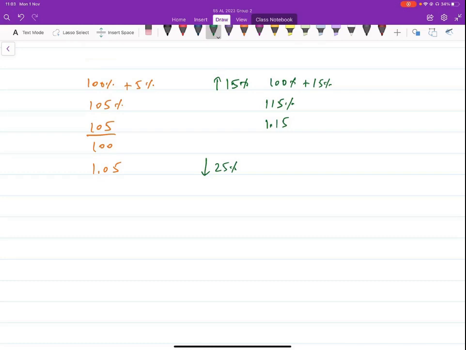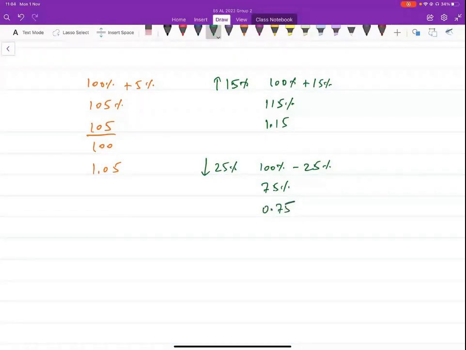So 100 में से हम क्या कर रहे होंगे यहाँ पे? We are subtracting 25, which is 75%, and that's the same thing as saying 0.75. So this is how you can calculate percentage increase or decrease quickly. इस number से बस multiply कर लें, ये आपकी ratio हो जाएगी.